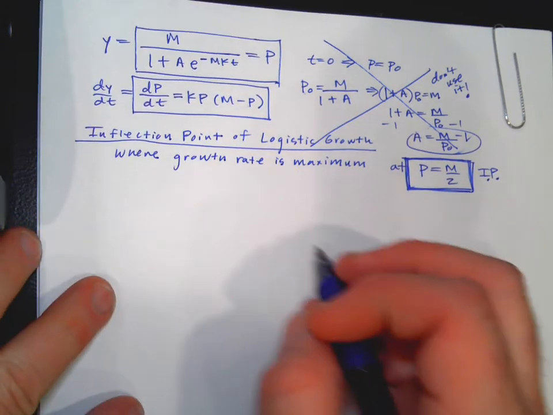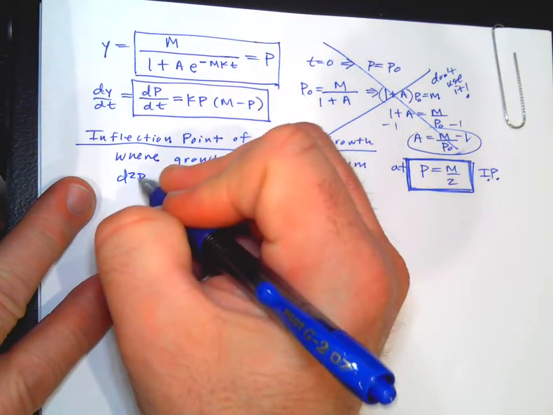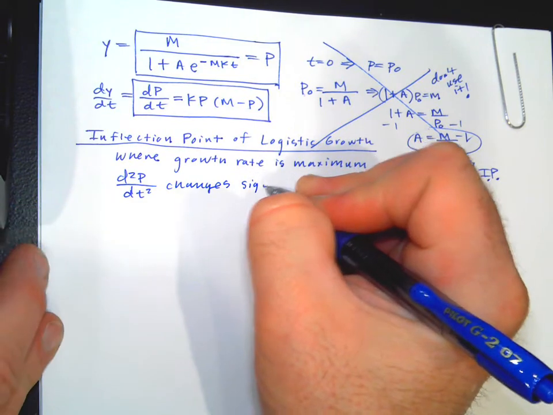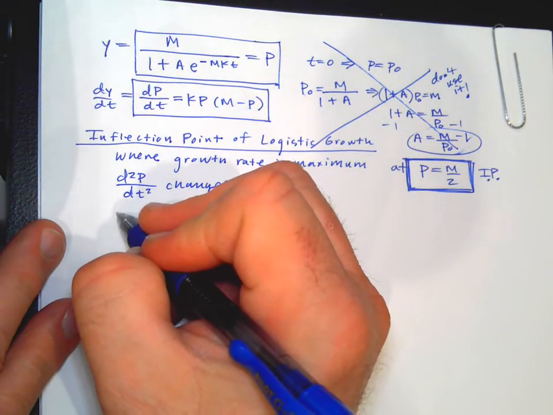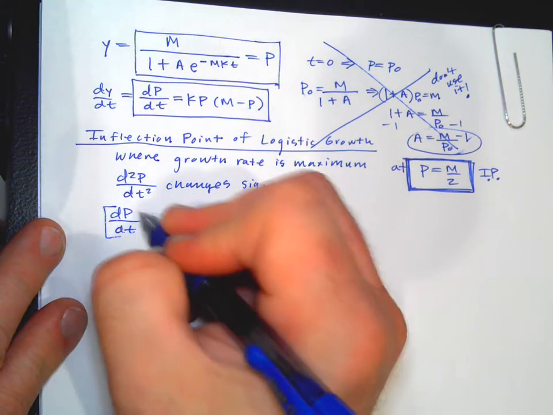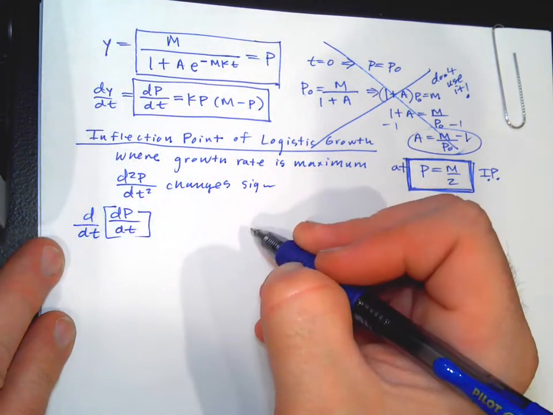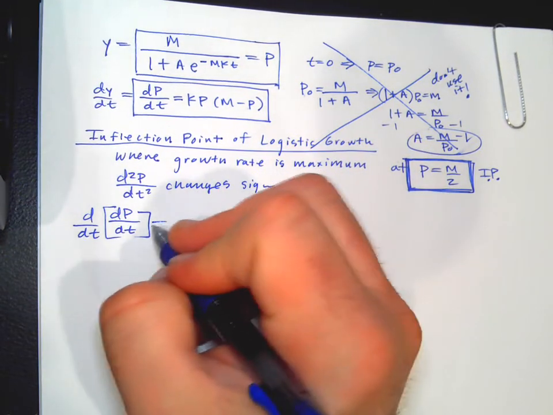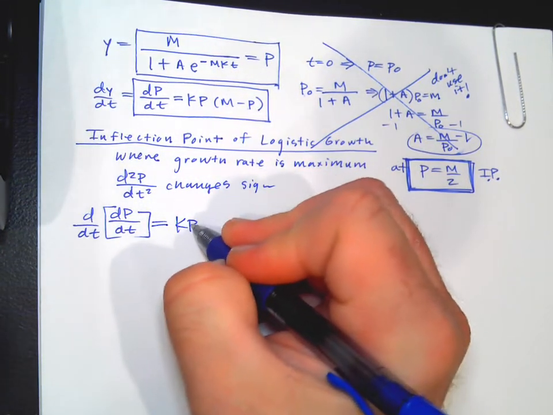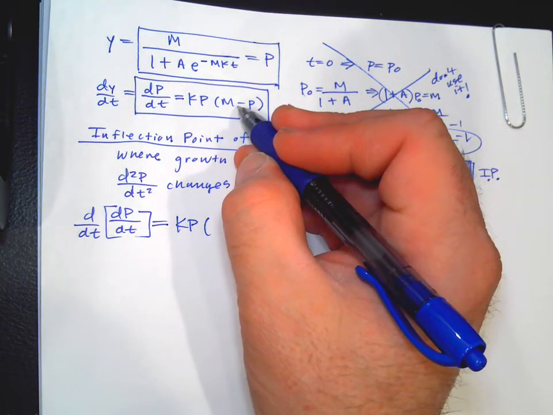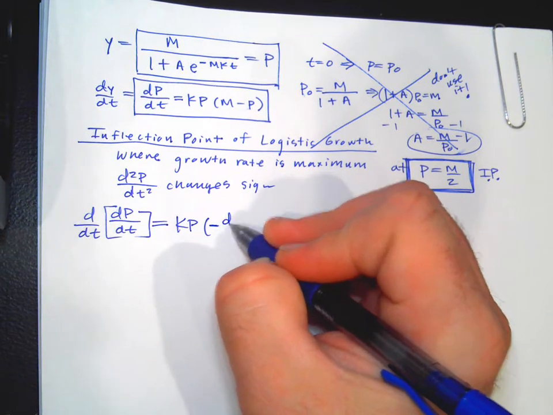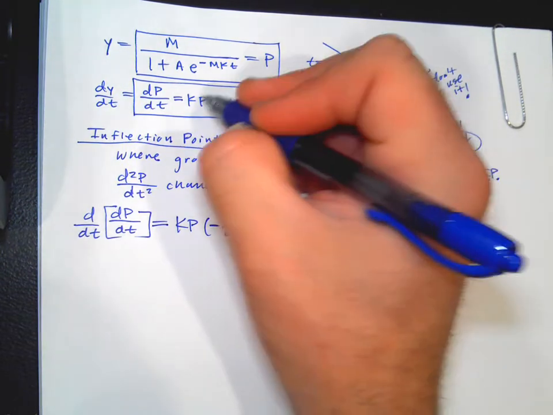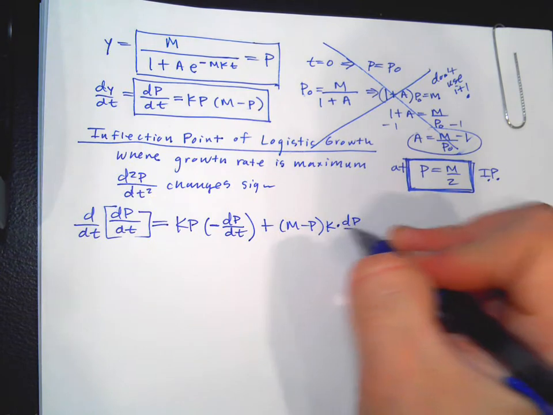Okay, now let's see if we can prove it. It would have to be where the second derivative of the population changes sign, right? So we've got to get the second derivative. We already have the first derivative, dP/dt, and we want to take the derivative of it with respect to time again. The only problem is it's in terms of P, so we're going to have to use implicit differentiation. We're going to do a product rule here. It's going to be kP times the derivative of this. Now, M is just a number, so it's going to be negative dP/dt, right? Plus M minus P, and the derivative of that is going to be k dP/dt.